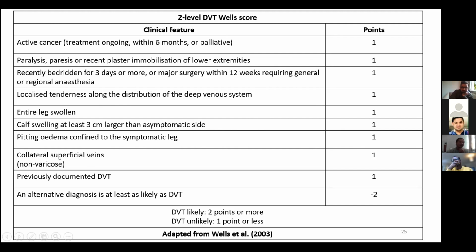If there are collateral superficial veins, then it's 1 point again. And if there's a previously documented DVT, then it's 1 point. And if an alternative diagnosis is at least as likely as DVT, then it's -2. So we have to total the points. If the score is 2 or more, then DVT is likely. And if the score is 1 or less, DVT is unlikely. So that leads to the flow chart I made from the NICE guideline.